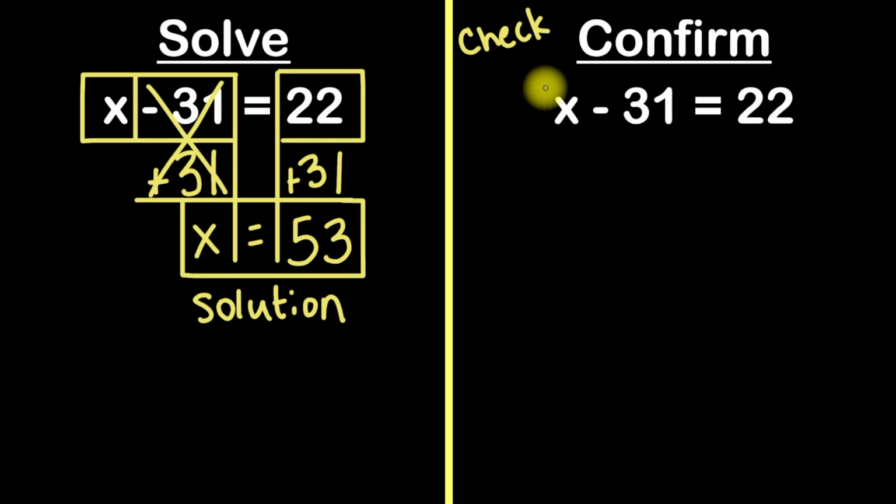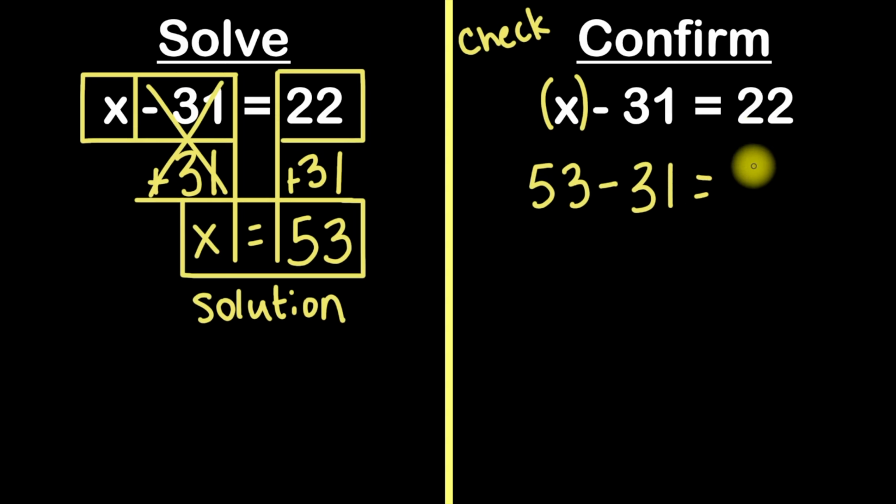I like to start by putting parentheses around the variable. Then I'll use substitution. Wherever I see the variable x, I'm going to put 53 instead, because x equals 53. So here I'll write 53, and then I'll bring down the rest of the equation. I'll bring down the minus sign, the 31, the equal sign, and the 22.